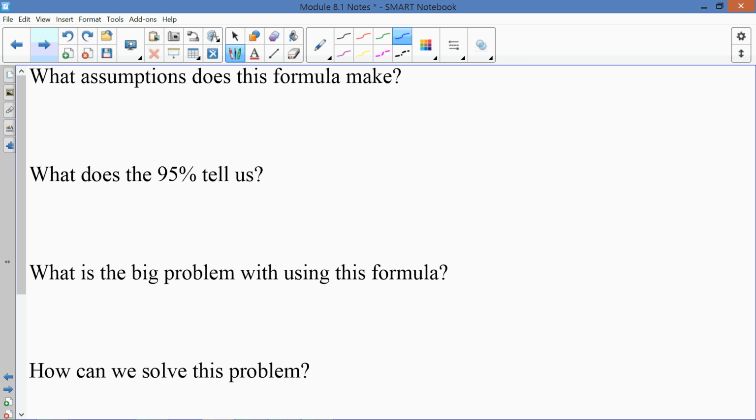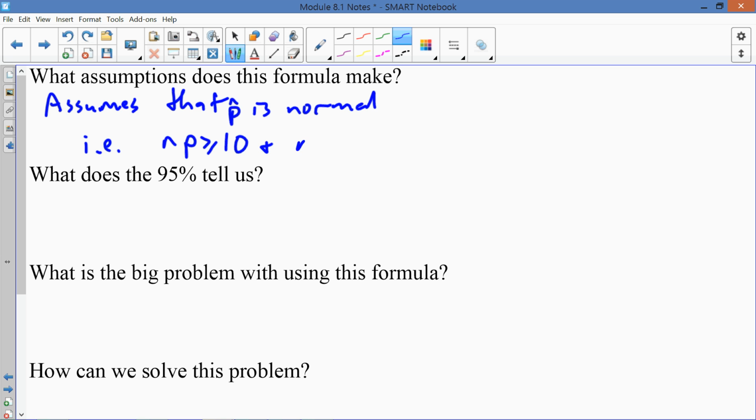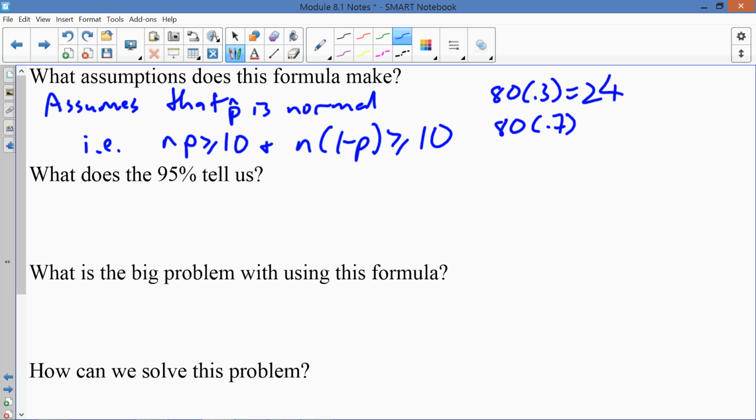Well, what assumption does this formula make? First of all, it assumes that p hat is normal, in other words, that np is at least 10 and n times 1 minus p is at least 10. In this case, that's fine because our n was 80 and our p was 0.3, so that's 24. And our n times 1 minus p, with 1 minus p being 0.7, would be 56. And so those are both greater than 10, so that's fine.